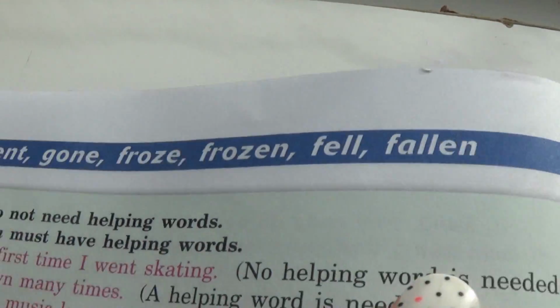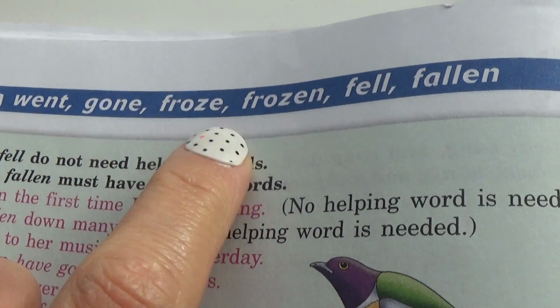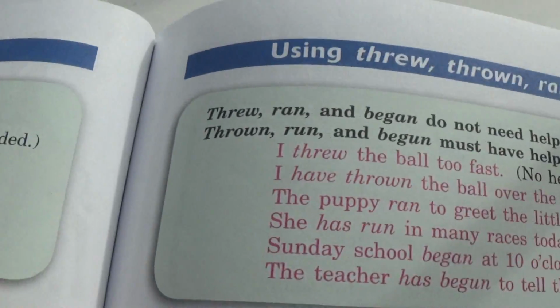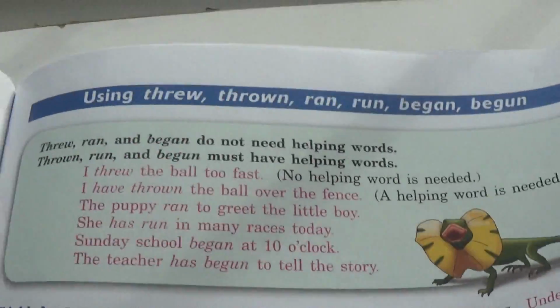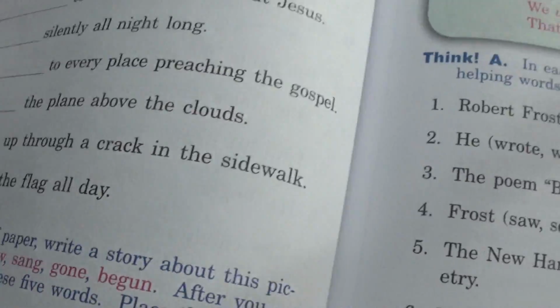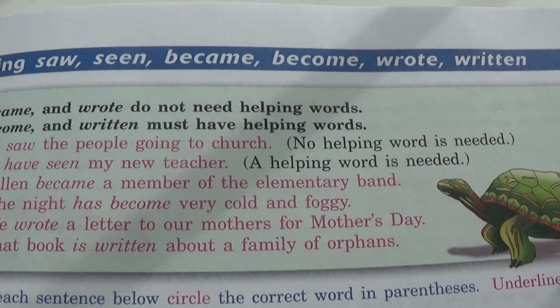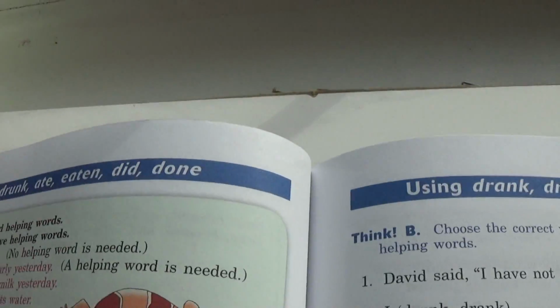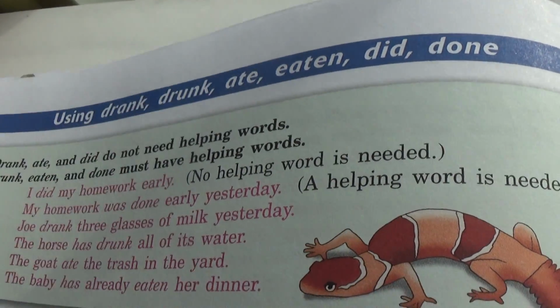And so we've had a whole lot of words to see the proper usage of. Went, gone, froze, frozen, fell, fallen, threw, thrown, ran, run, began, begun. And then we'd have a review of it, and then some more. Saw, seen, became, become, wrote, written, drank, drunk, ate, eaten, did, done.